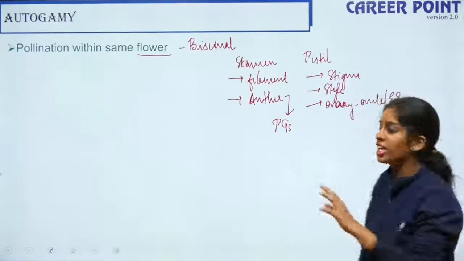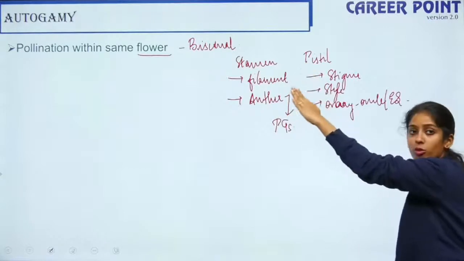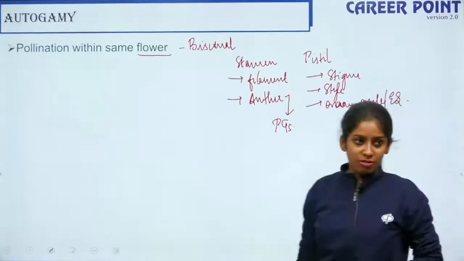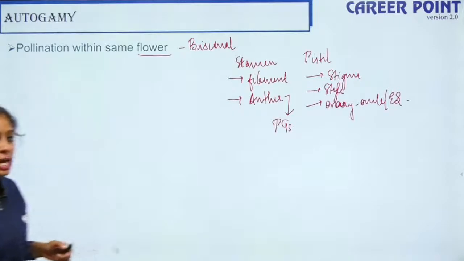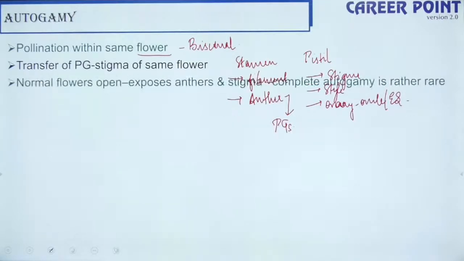Right? So when pollination happens within the same flower, and the flower consists of both the stamen and pistil, that is, the flower is bisexual, then the type of pollination is called autogamy. The transfer of pollen grains to the stigma of the same flower is called autogamy.